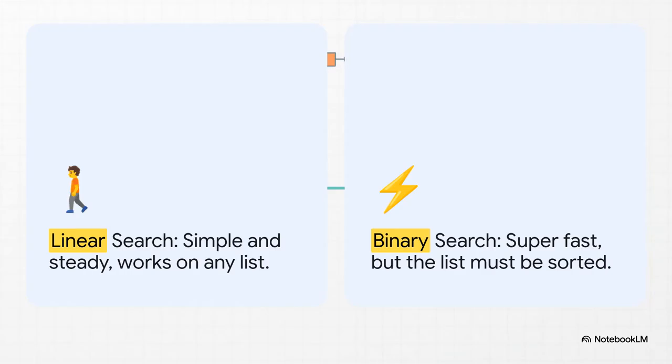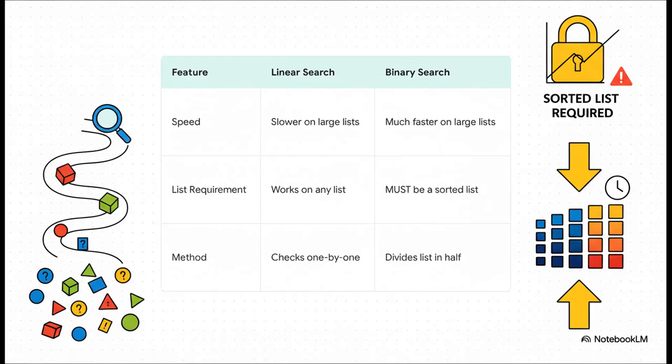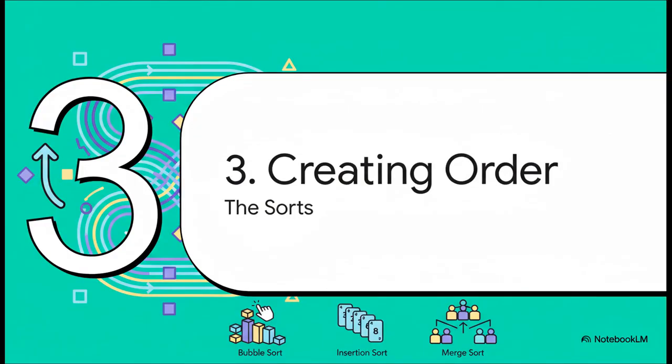Okay, so let's put these two head to head. It's really important to understand their key strengths and weaknesses. So here's the big trade-off. Linear search is slow, but it's flexible. It'll work on any old list, sorted or not. Binary search, on the other hand, is lightning fast on big lists, but it has that one non-negotiable demand. The list must be sorted. And let me tell you, that prerequisite is a favorite thing for examiners to ask about, so burn that into your brain.